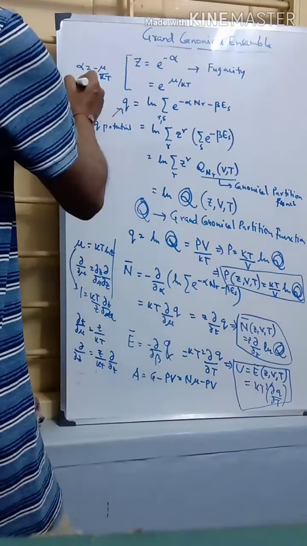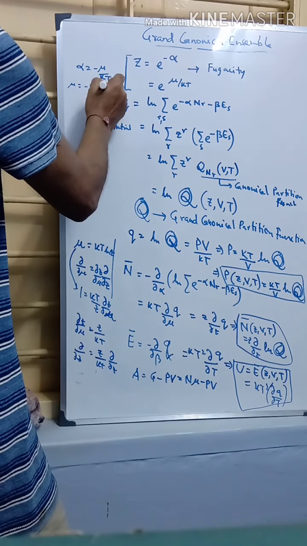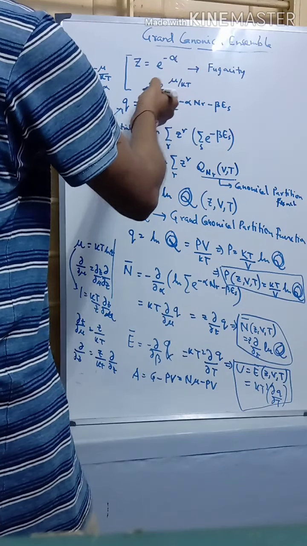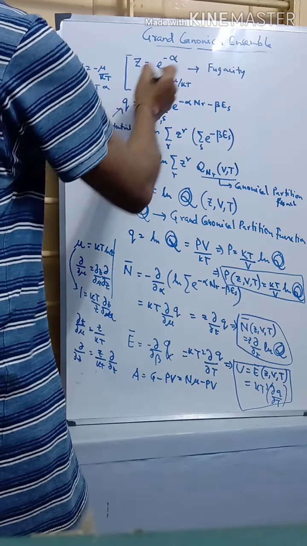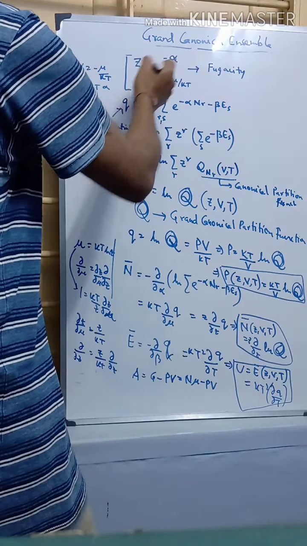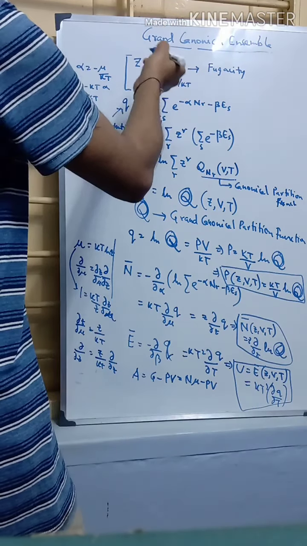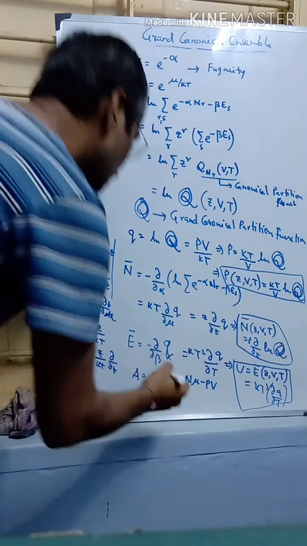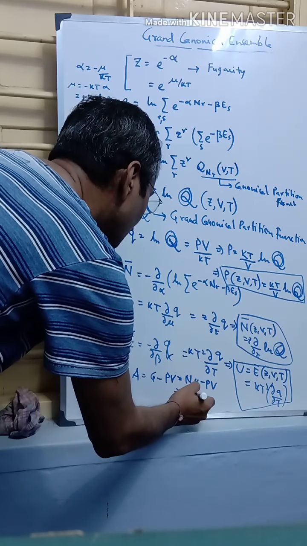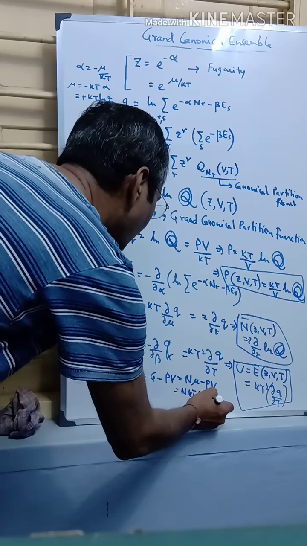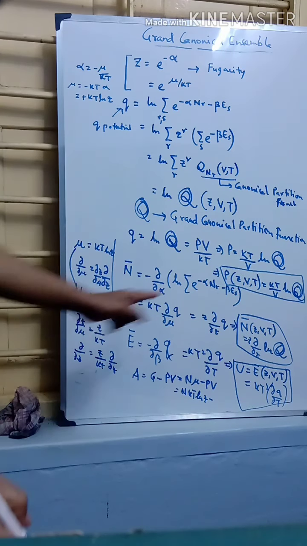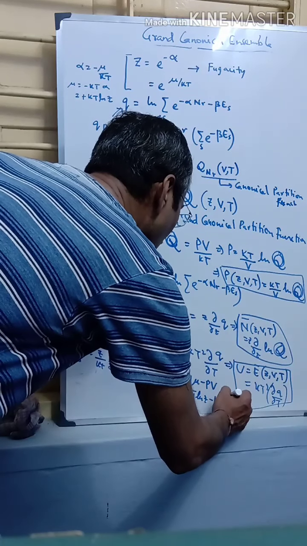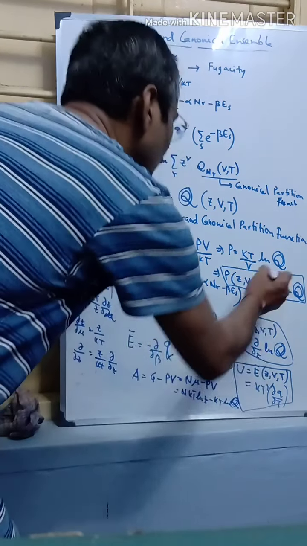So mu is minus kT alpha, which is equal to minus of kT ln of z. Alpha is kT of alpha is ln of 1 by z. So this would be ln of z. So this can be written as N kT ln of z, and PV is kT ln Q, so this would be written as kT ln grand canonical partition function.